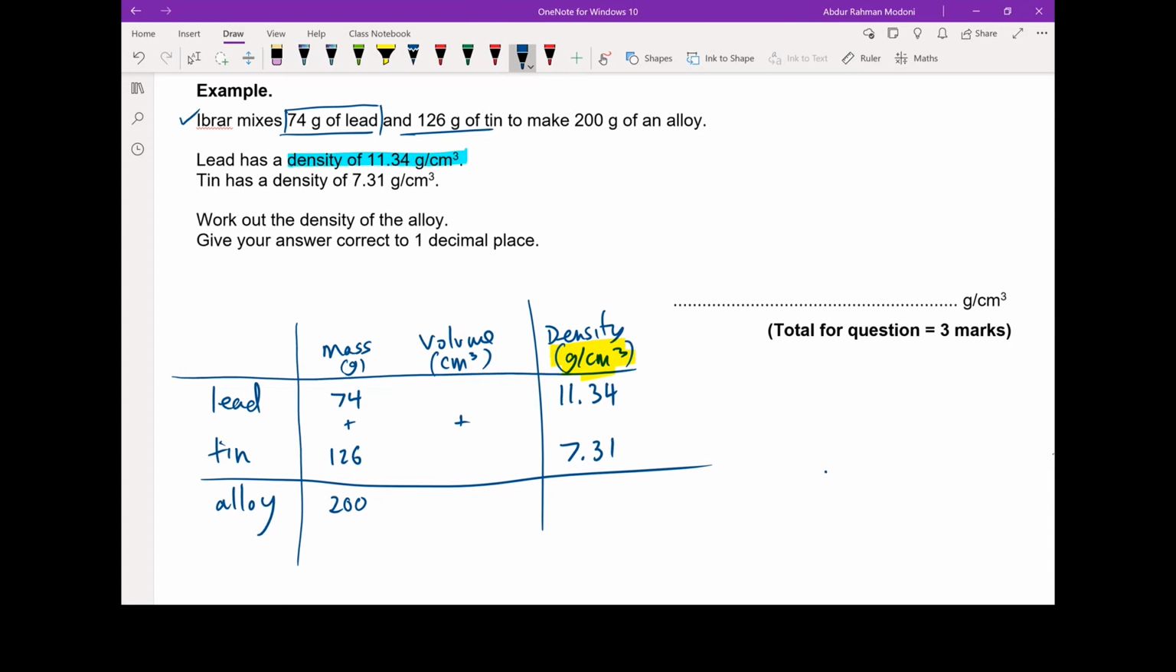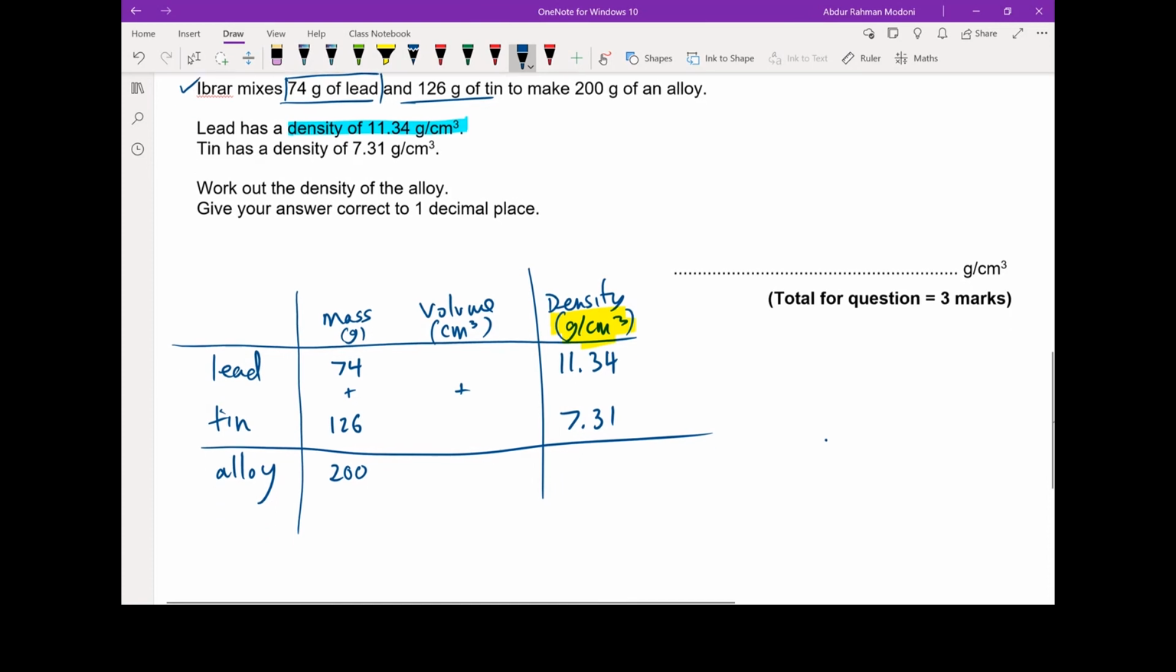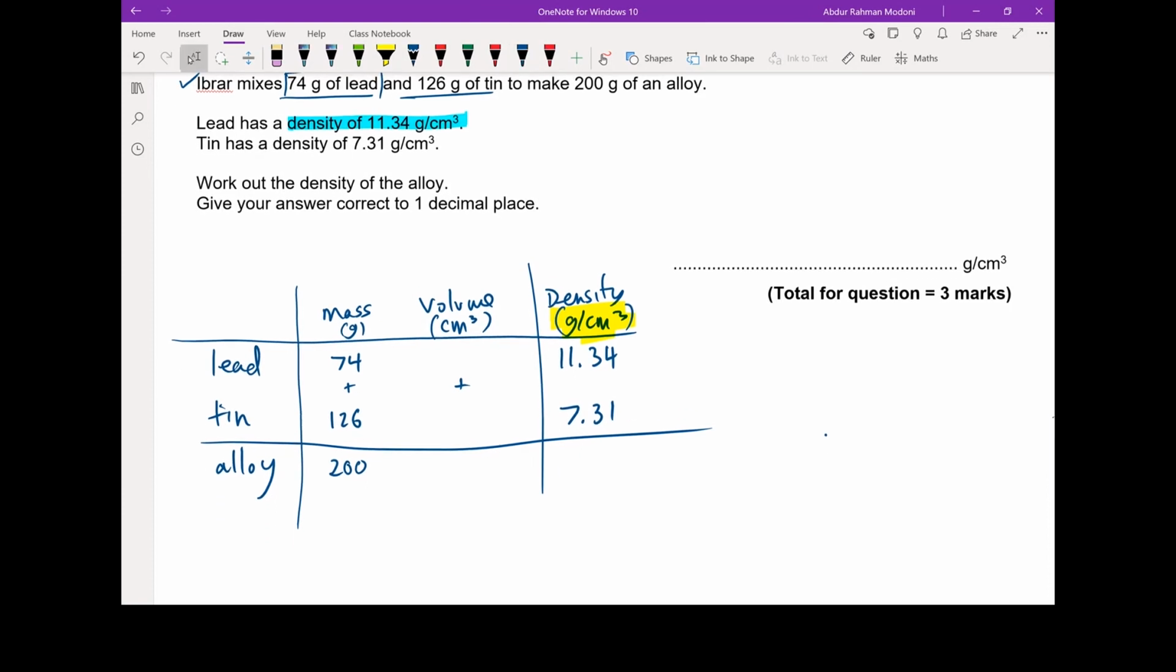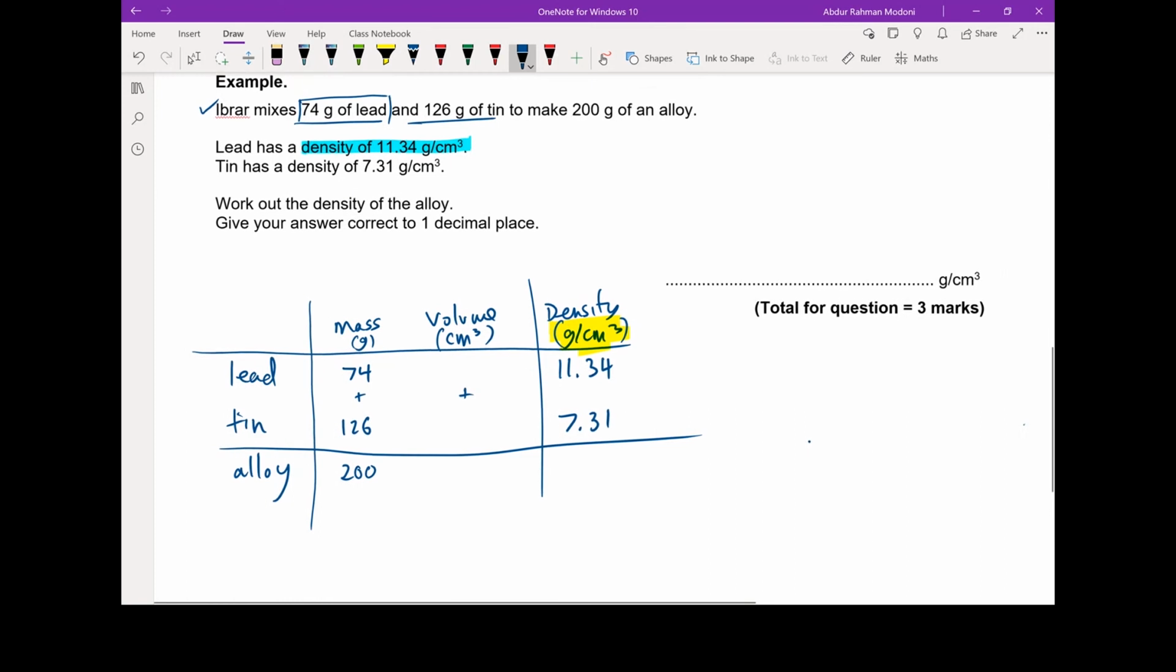I need to go and do some things here now. In order to work out the problem with any two-way table, the aim is to try and complete the whole table. Now I need to try and work out what the volume is going to be for lead and tin, and maybe for the alloy, in order to then work out the density of the alloy. So let's go and see what we might do.